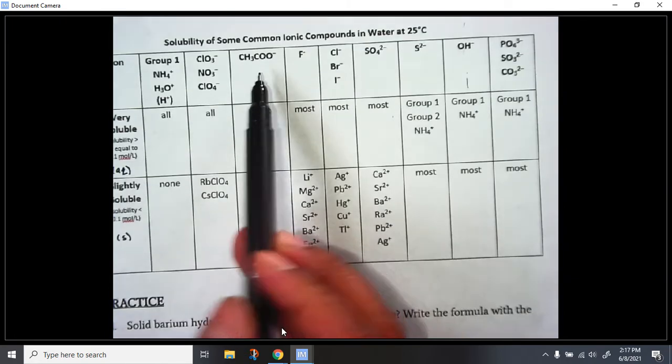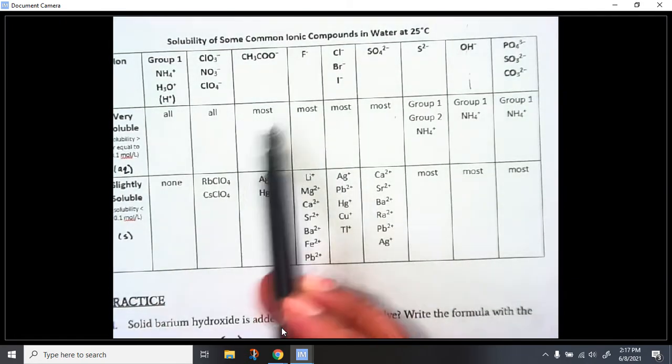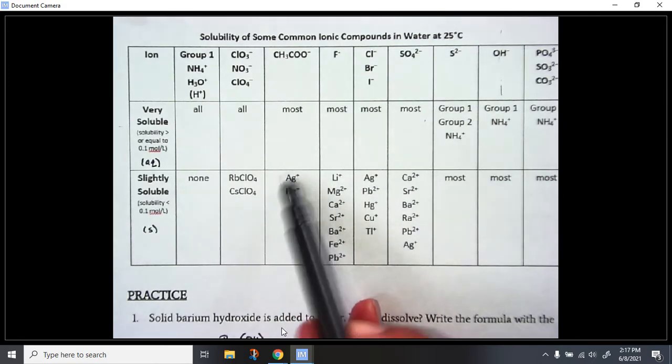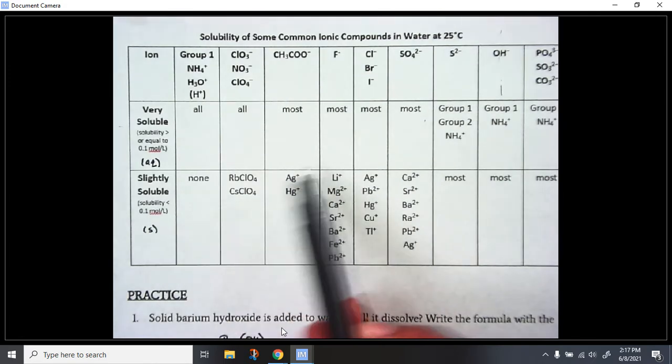So I'm going to find that up here. Here's my acetate. And I'm looking for silver. So it's probably going to be aqueous because of most, but if you check the second row, you can see it's actually a solid.